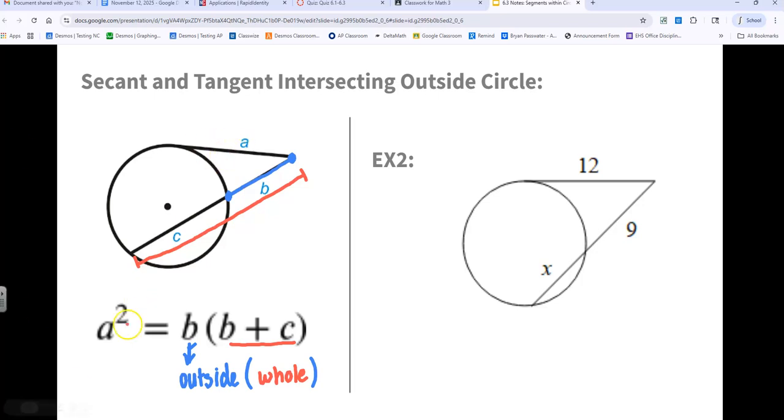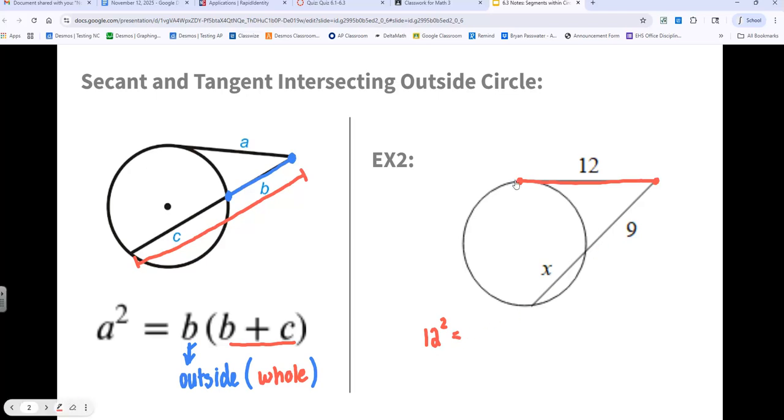In a way, A squared is also the outside times the whole line. It's just they're the same, right? The outside is A. The whole line is also A because the whole thing is outside, right? So to set this up, if we look at this picture, our tangent piece, our A piece, is this part right here. And so we're going to do the outside part, which is 12, times the whole thing, which is 12. And that would just give me 12 squared.